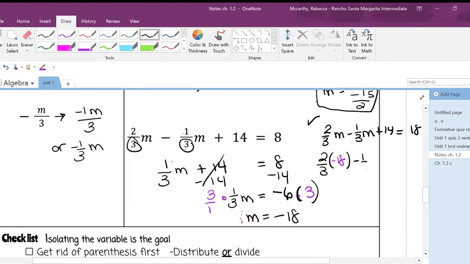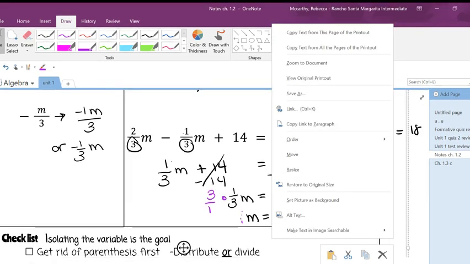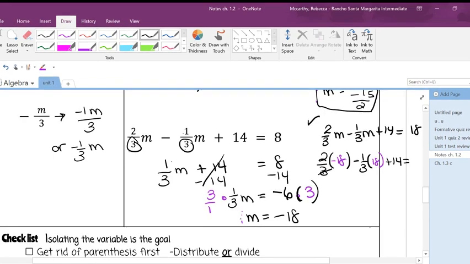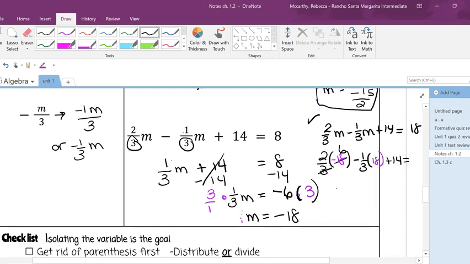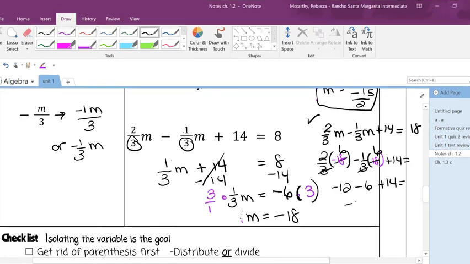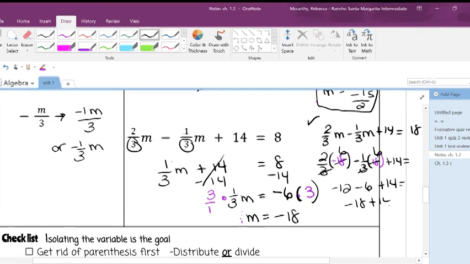Minus 1/3 and the answer that I got. You probably don't have space here, huh? Maybe at the bottom. Plus 14. Remember, I'm going to simplify only one side. Well, I know 3 goes into 18 6 times, so 2 times a negative 6 is a negative 12. 3 goes into 18 again, 6 times, so super easy. Negative 1 times 6 is a negative 6 plus 14. Continue to simplify. I got negative 18 plus 14 gives me a 4.